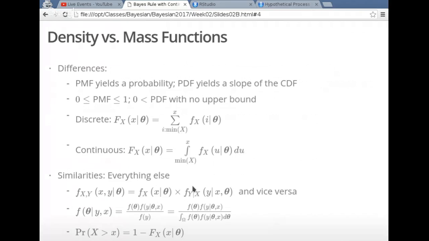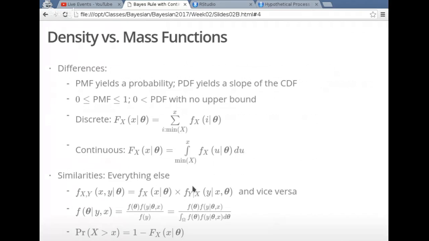So things that you can do with both the PDF and the PMF, the generalized multiplication rule holds. So you can multiply a marginal PDF by a conditional PDF and obtain a joint PDF, in this example here, of x and y conditional on some unknown parameter theta. If you can do the general multiplication rule, you can do Bayes' rule just by dividing and taking advantage of the fact that you can do the conditional either way.